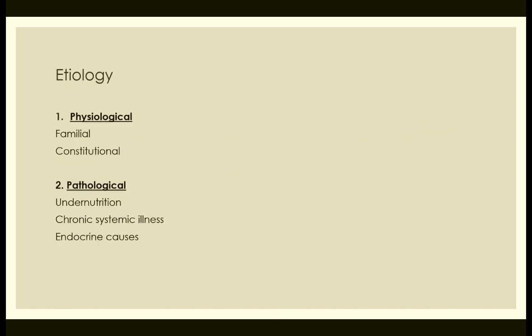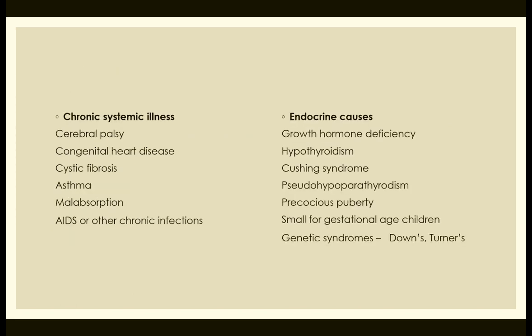Etiology. You can divide it into physiological causes and pathological causes. In physiological, it comes in familial and constitutional short stature, and in pathological, we can mainly divide it into undernutrition, chronic systemic illness, and endocrine causes. Now we can discuss which are the chronic systemic illness and endocrine causes.